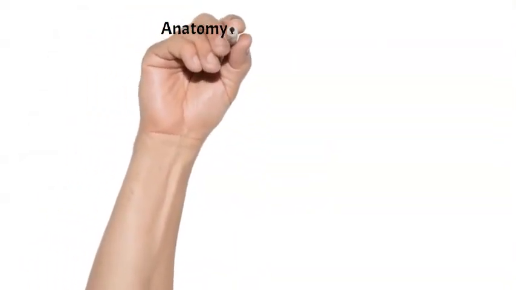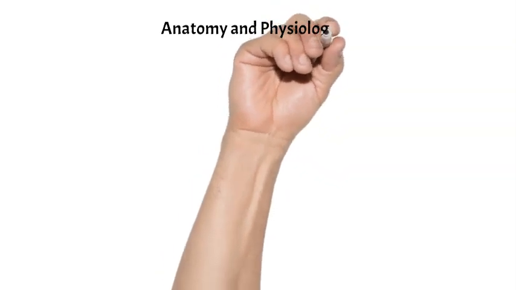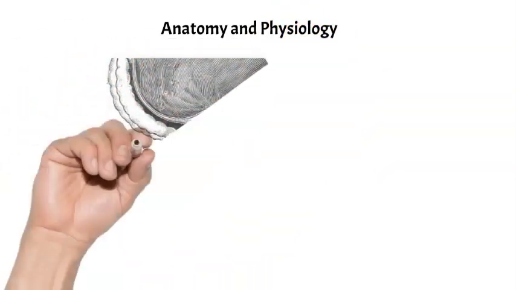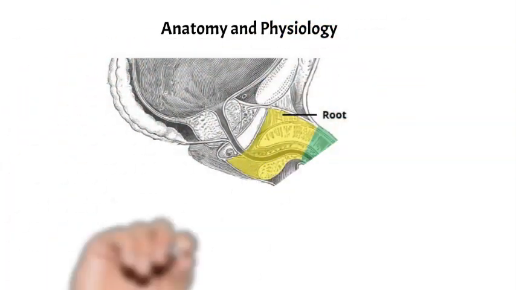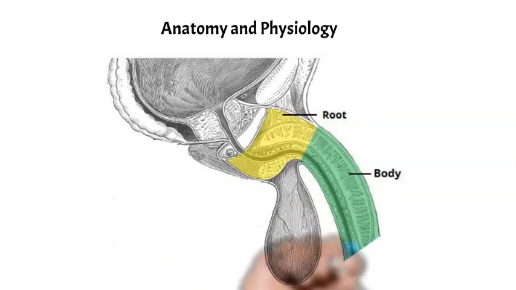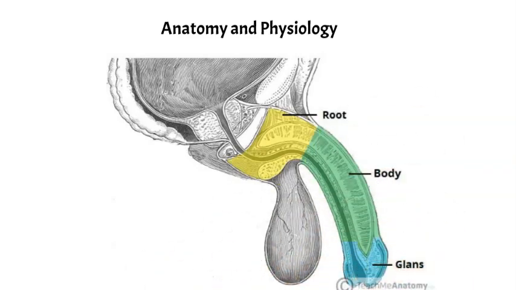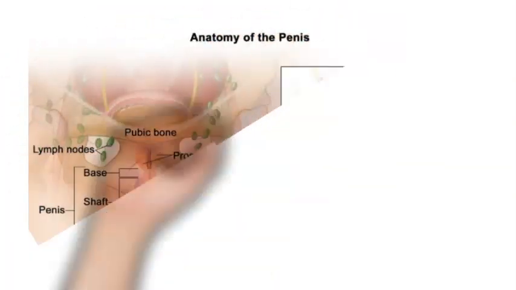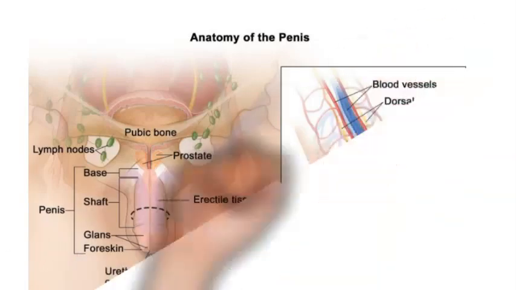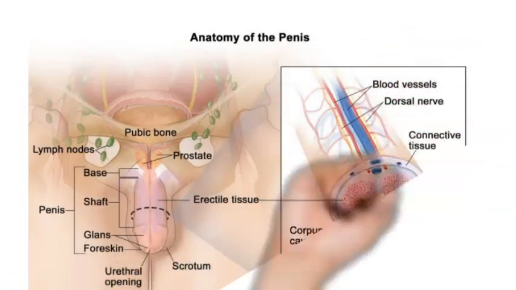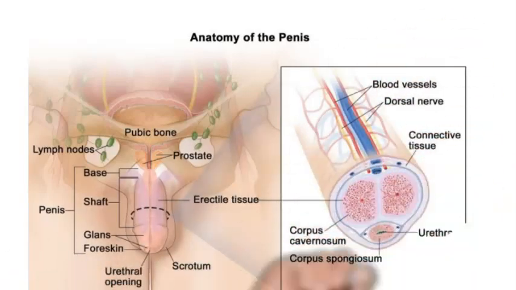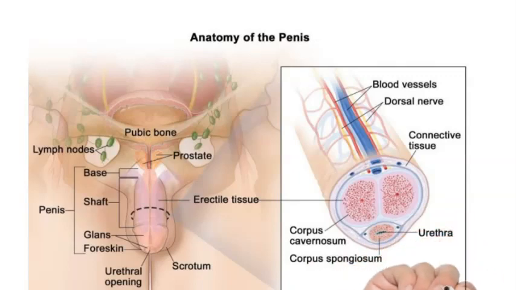Anatomy and physiology. The penis is composed of three parts: the root, body, and glans. The root is attached to the pubic bone and contains the internal structures of the penis, including the urethra, corpora cavernosa, and corpus spongiosum. The body of the penis is made up of the erectile tissue that fills with blood during an erection. The glans is the rounded end of the penis that contains the urethral opening.